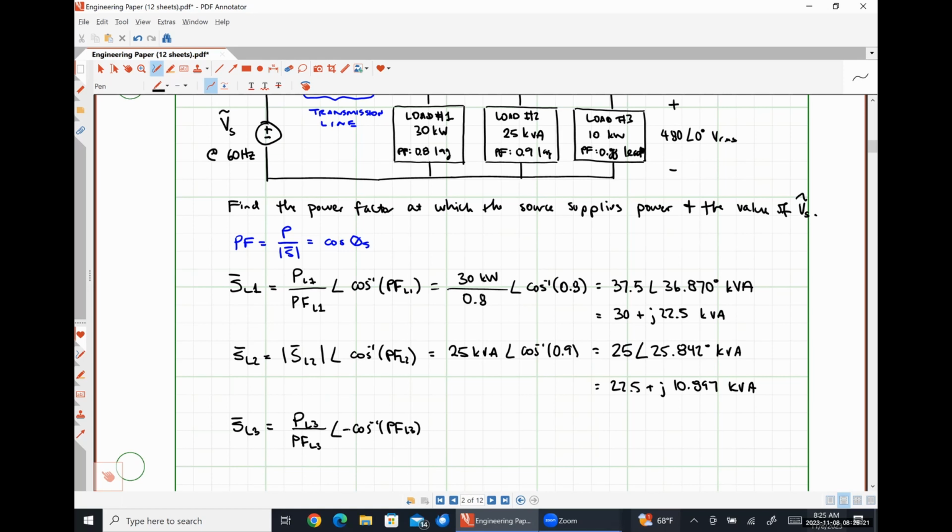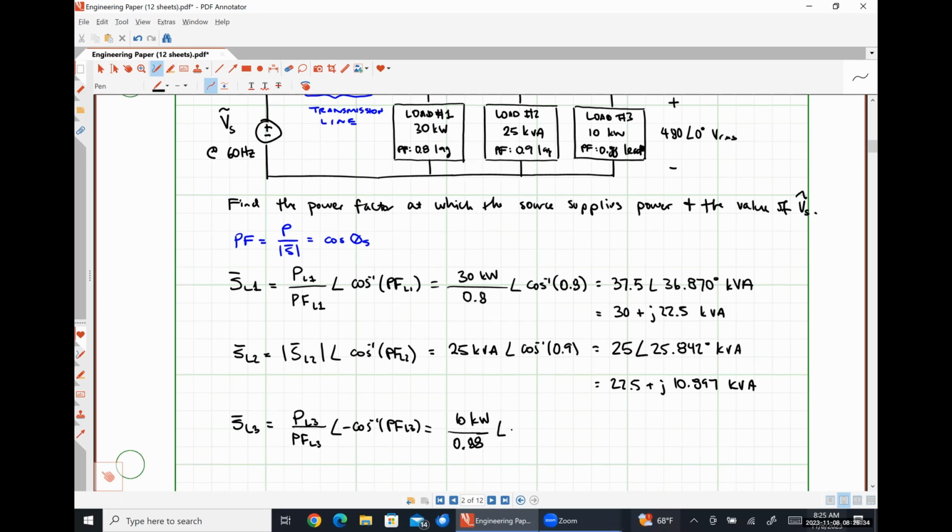Okay. So this is going to look like 10 kilowatts divided by 0.88 with an angle of negative inverse cosine of 0.88.